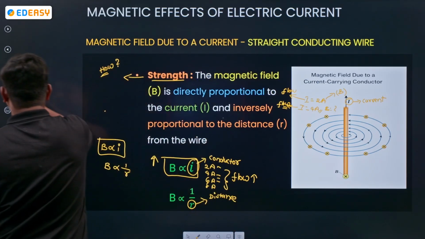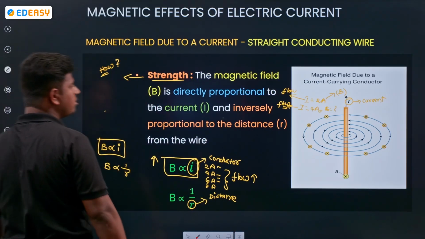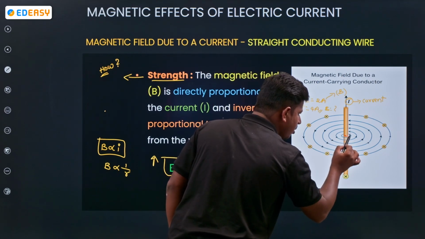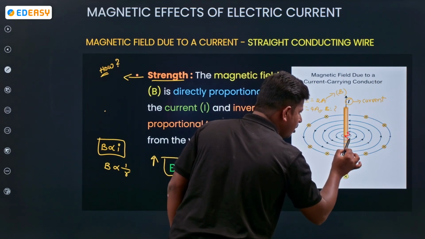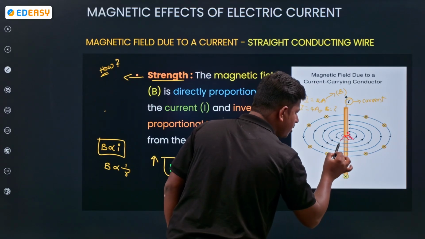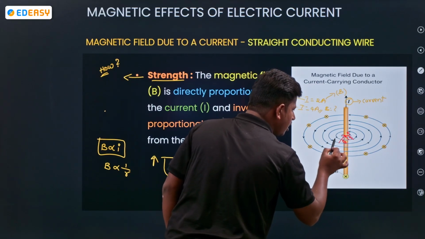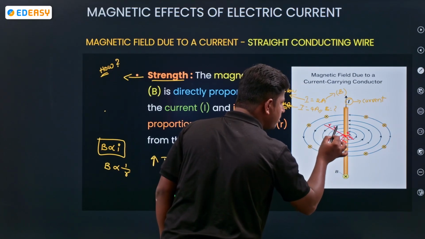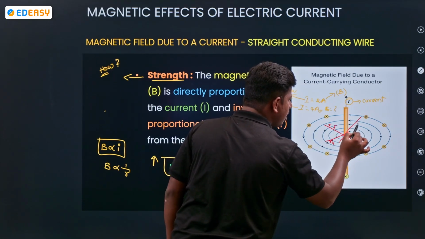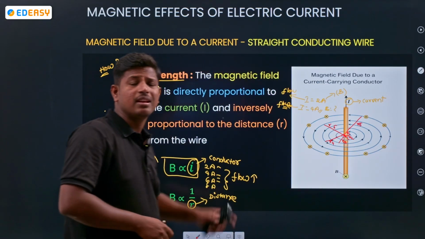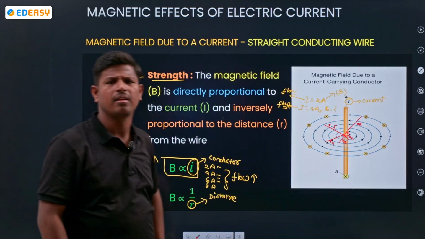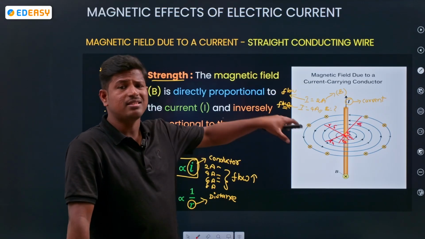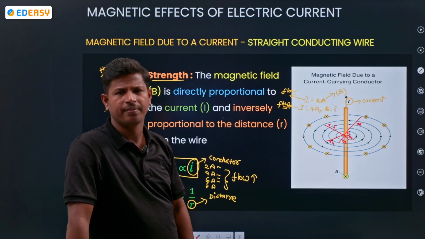Let us look at the diagram once. I am taking this as the center point. From here to here I am taking R1, here to here R2, here to here R3, here to here R4, here to here R5, and here to here R6. So in total, 6 radii are there: R1, R2, R3, R4, R5, R6. 6 concentric circles are there.